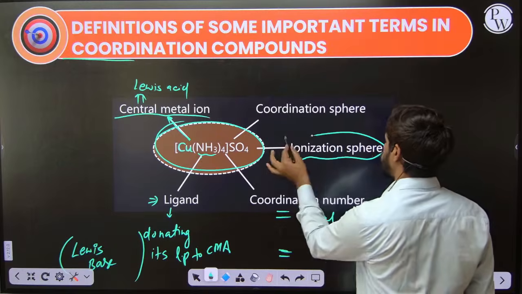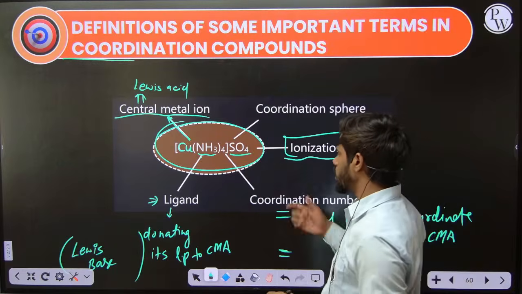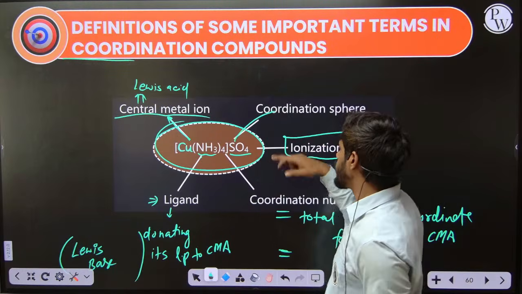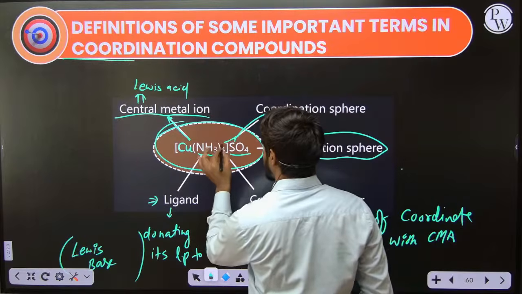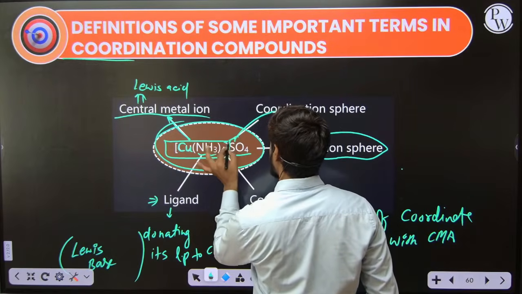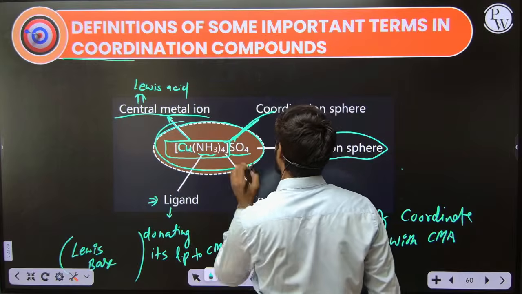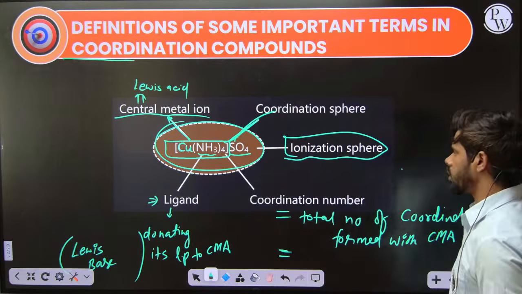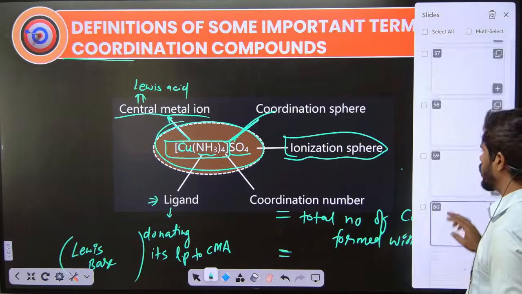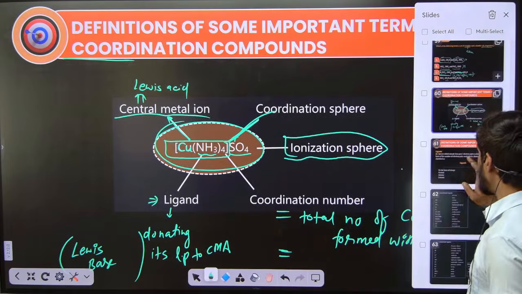Next, it is the ionization sphere. The outside ion is known as the ionization sphere. The inside, this whole part, is known as the coordination sphere, or complex sphere. This is non-ionizable. These are the basic terms of a coordination compound.